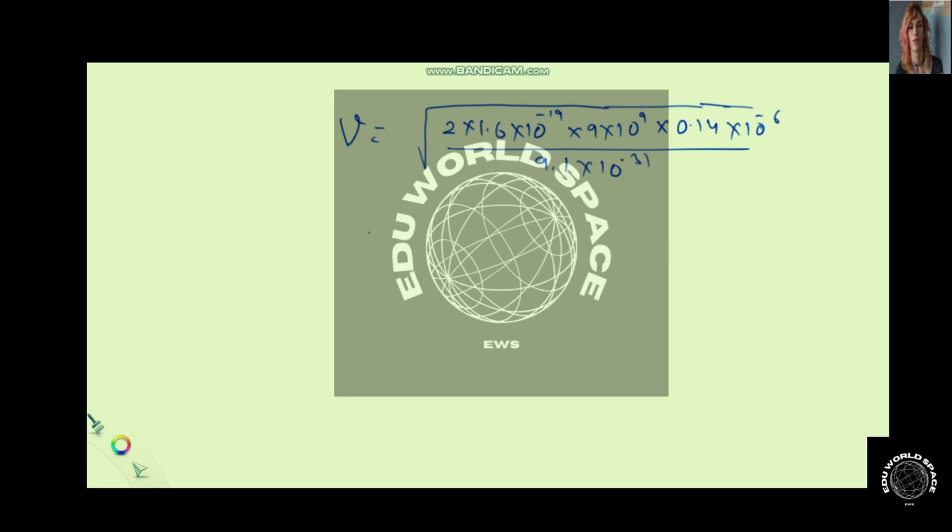And finally, the speed of the electron in circular motion around the conductor is calculated to be equal to 2.10 into 10 raised to the power 7 meter per second, which is the answer for this given problem here.